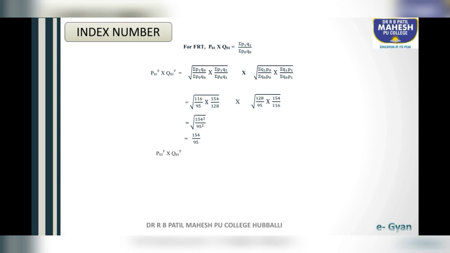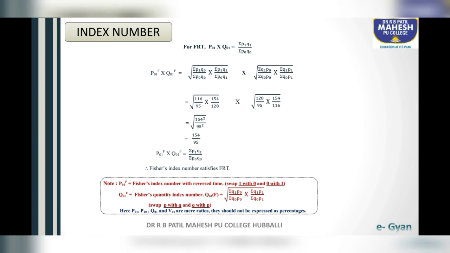Okay students, here 154 means it is summation P1 Q1 total. 95 means summation P0 Q0 total. So this is the condition of FRT. So P01 into Q01 is equal to summation P1 Q1 divided by summation P0 Q0. So therefore Fisher's index number satisfies FRT. Okay students.